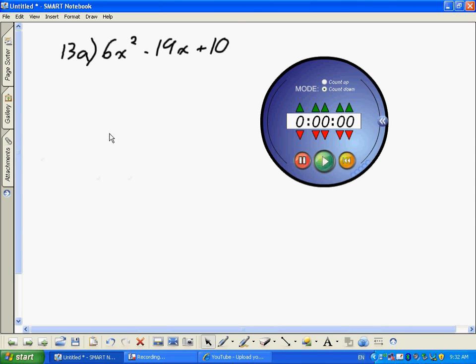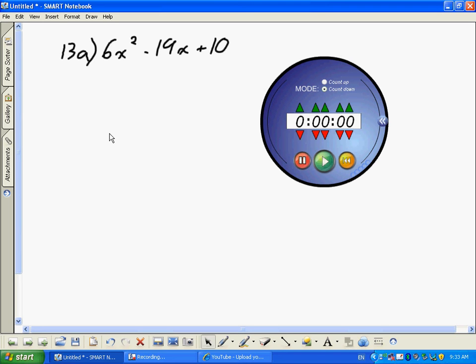13A from your review. Question says to factor. So our first step, we look for a common factor. Is there a common factor of 6x squared minus 19x plus 10 besides 1? No. 19 is a prime number, so the only factors that are whole numbers are 19 and 1, so we can't take a factor out of that.